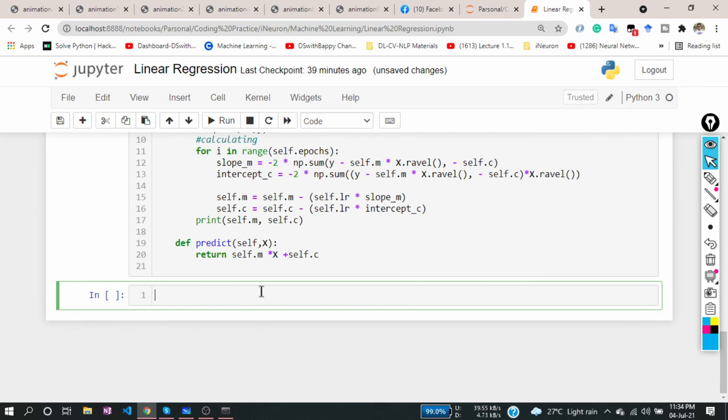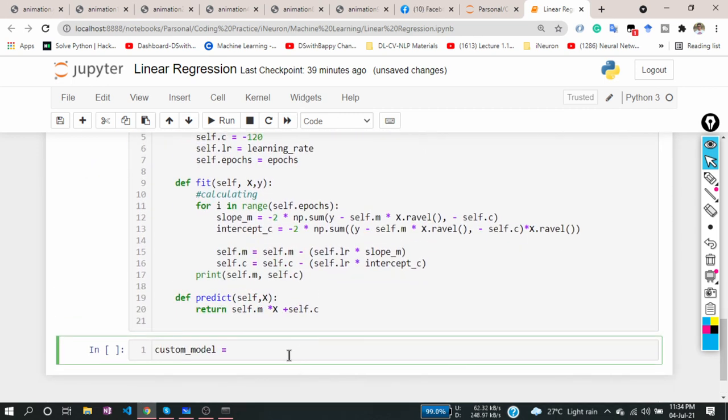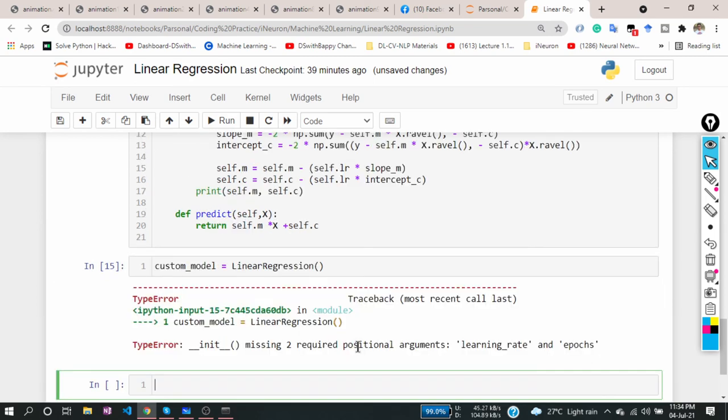Now, this is our custom model. We'll create an object called custom model. And what is my class name? The class name is LinearRegression. So let's run LinearRegression.